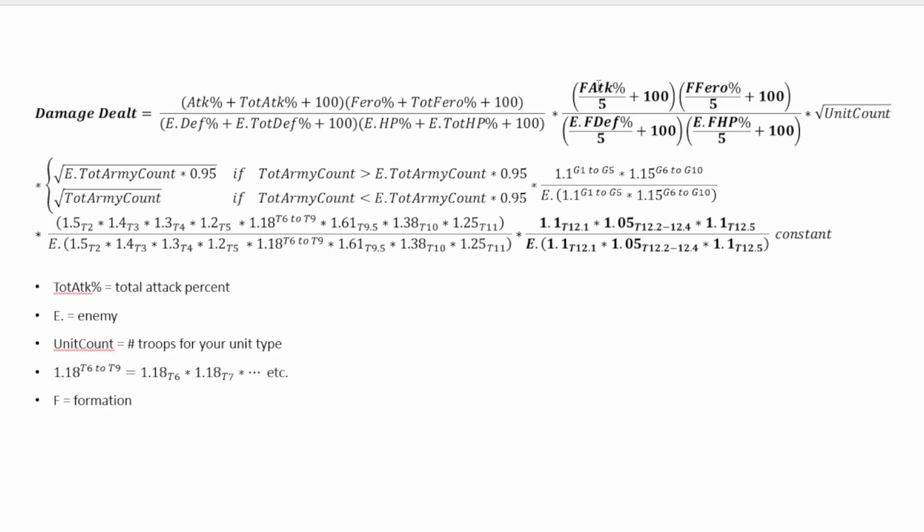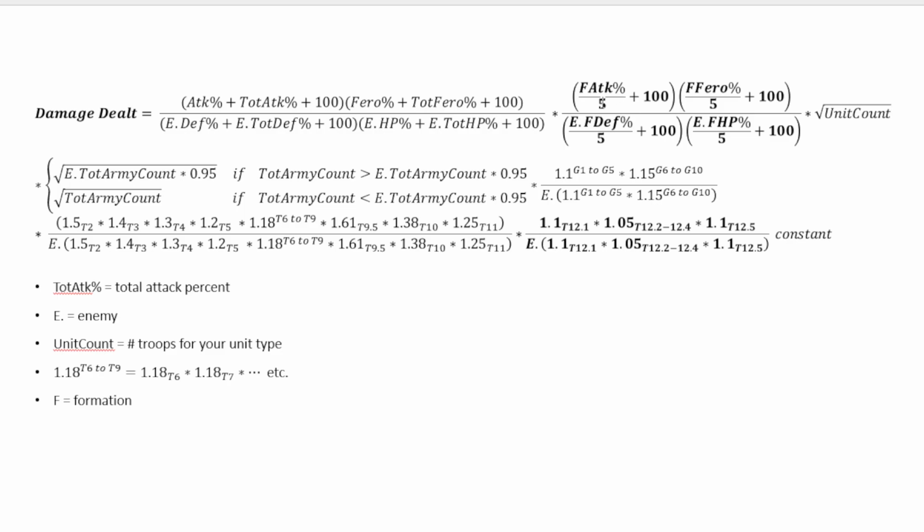So formation stats are very powerful because they are a separate multiplier. However, the effect itself is only 1/5 of your regular stats. However, that does not mean formation stats are not impactful because once again, they are a separate multiplier. So the higher formation stats, the higher the scaling of the formation effect.